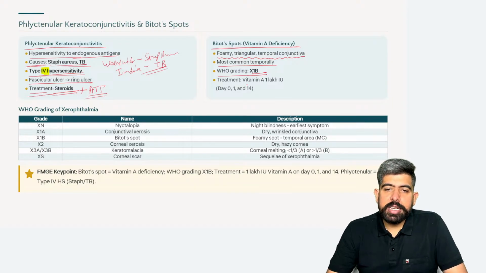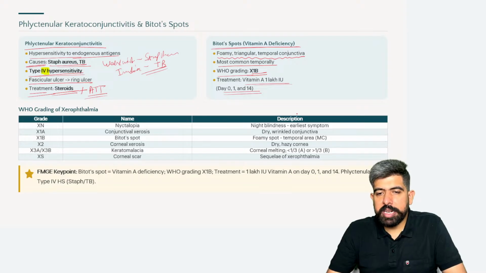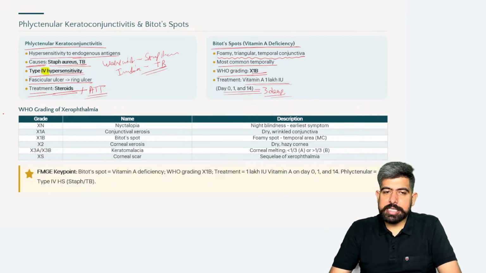The treatment here is vitamin A 1 lakh unit, which should be given on day 0, day 1, and day 14. 3 doses will be given, right? 1 lakh, 3 doses will be given. Okay, vitamin A 3 doses should be given in these cases, right?